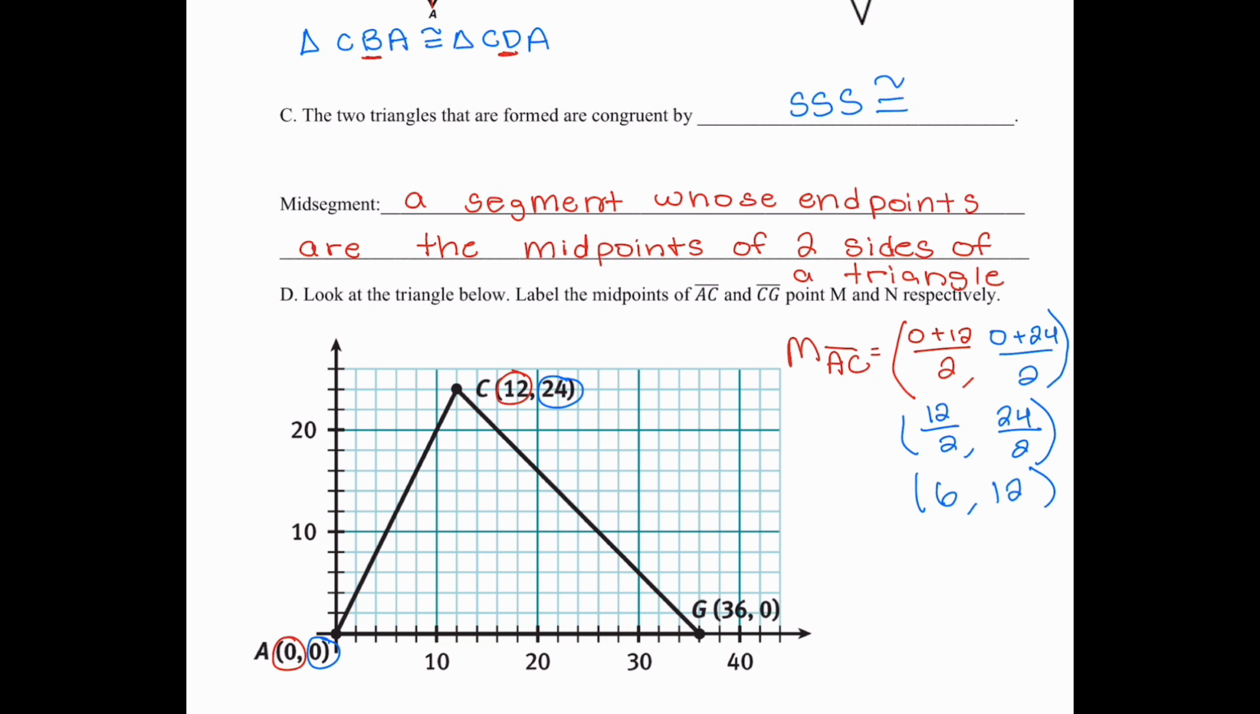I have to be careful because my graph is counting by 2s. 2, 4, 6, and I go up to 12. I'm going to label that point M. That is the midpoint of side AC. What I would like you to do is pause the video and try to find the midpoint of side CG. So using the same process that I just did, pause the video and try to find the midpoint of side CG and then check your work with mine.